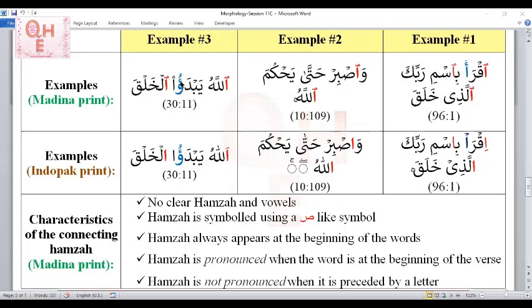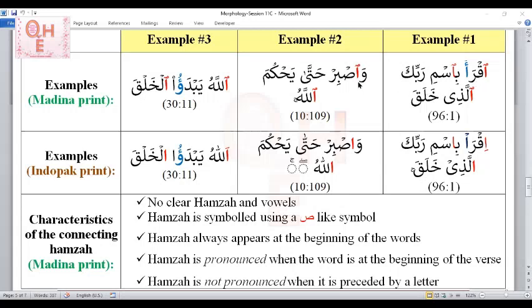Okay, and you can see it clearly: there is a Hamza for Madina print. Another important aspect is that this Hamza is pronounced when the word is at the beginning of a verse or sentence. For example, over here, this Hamza is at the beginning of the verse. So in this case, I have to pronounce this Hamza, right?